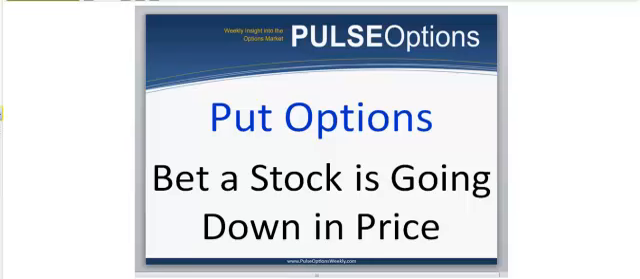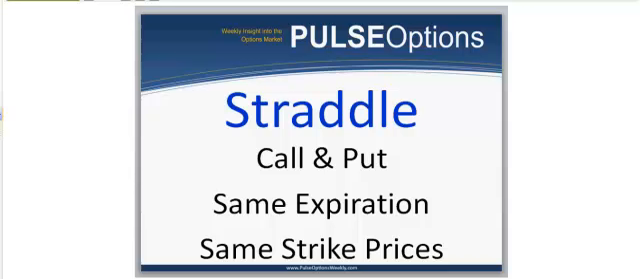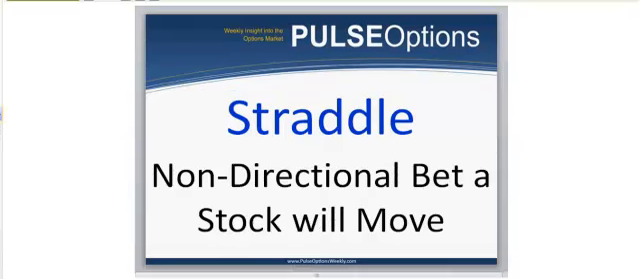I mentioned earlier non-directional trades. We have a straddle, which is a call and put with the same expiration and the same strike price, right? It's a non-directional bet a stock will move. When a person buys a straddle, they're not necessarily anticipating the stock will go up or go down. They're just anticipating that it's going to go one way or the other, a very large amount, right? It's a non-directional bet the stock will move.